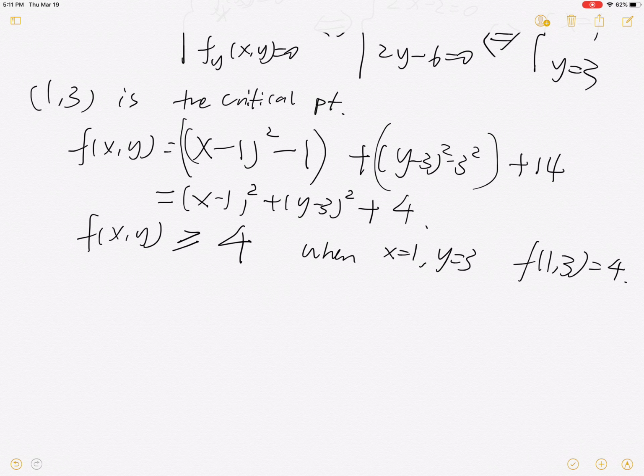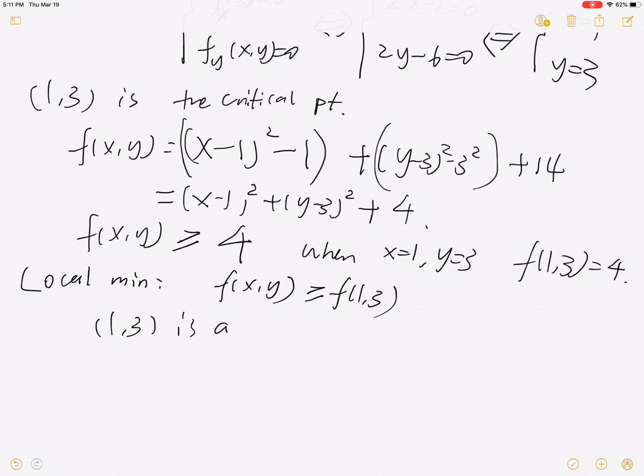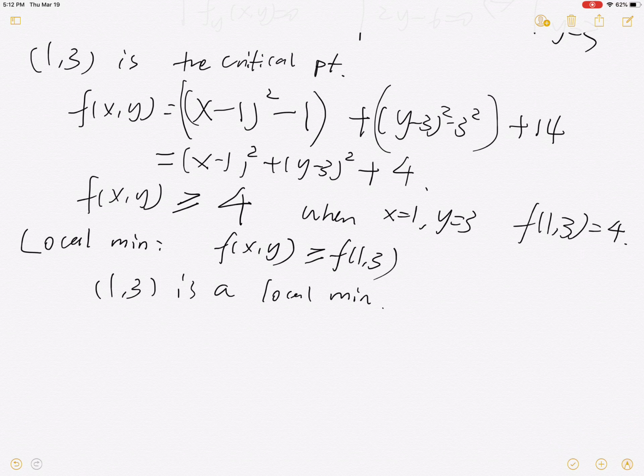Recall the definition of local minimum. What is a local minimum? Local minimum means all the values nearby the point are larger. Okay, then we call this point a local minimum. Actually, this is the local minimum, and the local minimum value is 4.